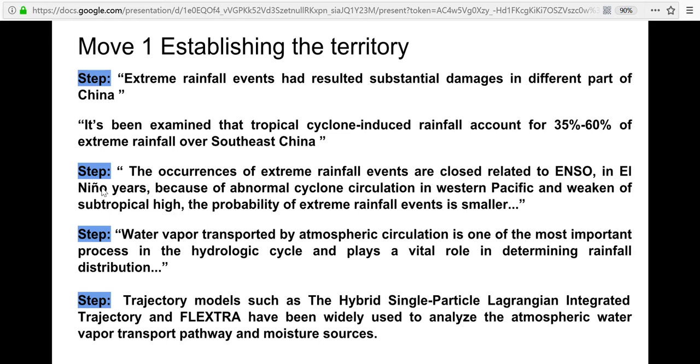And last, I did a literature review in this introduction, aiming to show the previous studies that try to solve the problem about the moisture sources associated with rainfall. Trajectory models such as the Hybrid Single-Particle Lagrangian Integrated Trajectory and the FLEXPART have been widely used to analyze the atmospheric water vapor transport pathways and the moisture sources. Until now, I have finished Move 1 and established the territory about the topic of moisture sources associated with tropical cyclonic heavy rainfall in China.